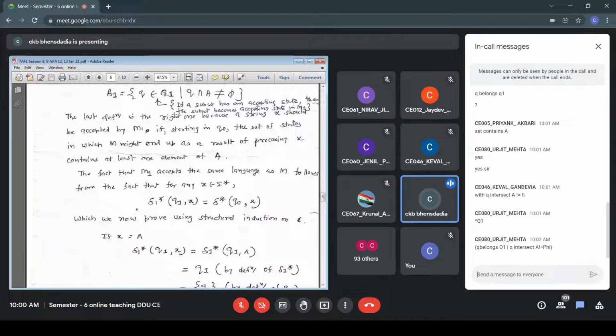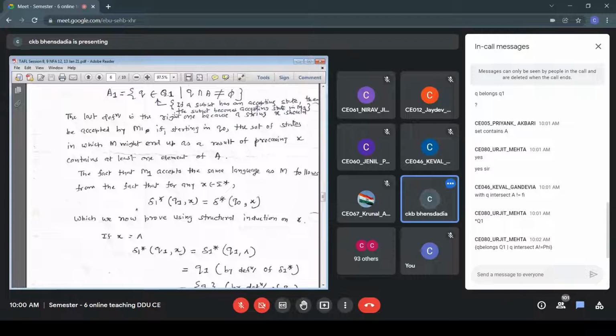Q belonging to capital Q1. Q1 is a set of subsets of the NFA. So we take any such subset, and if Q intersection A is not equal to phi, then the state corresponding to that subset becomes an accepting element of A1. If a subset contains an accepting state, then that subset becomes an accepting state in M1. This is my definition of A1.